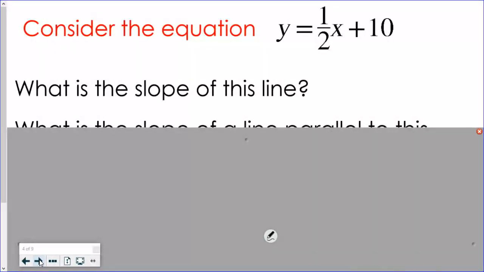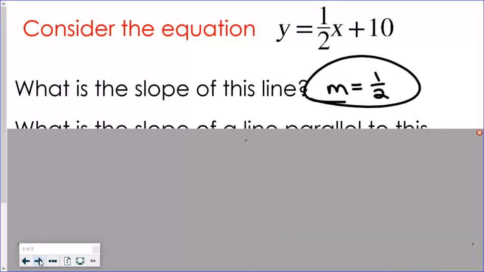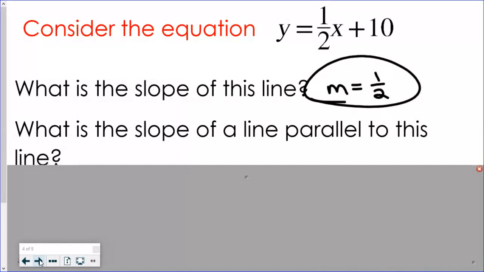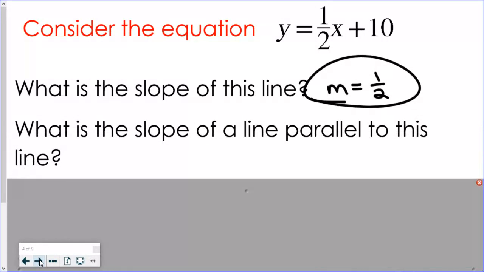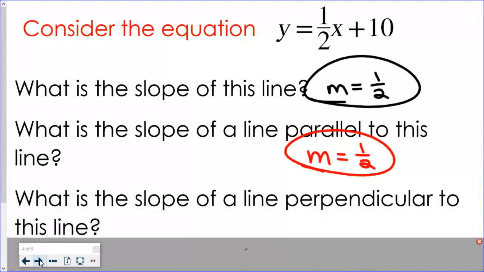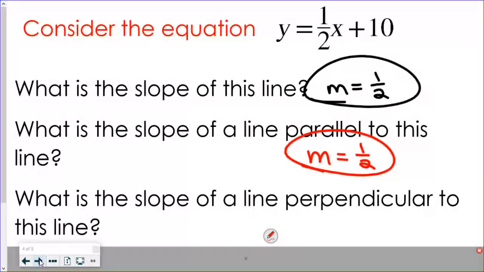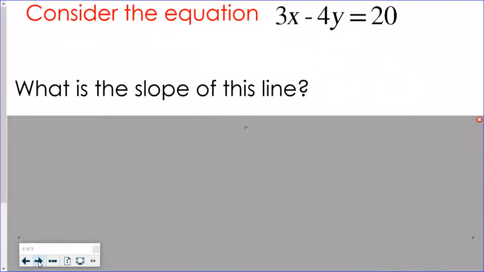Okay, do you see the slope is a positive 1/2? That's the slope. Okay, what is the slope of the line parallel to it? Well, the slope of the line parallel is the same slope. What is the line perpendicular? Now I flip it, and if it's positive, I make it negative. If it's negative, I make it positive. Well, it is positive, so I have to make it negative, or I could also just say it's negative 2. So it's flipped and made the opposite. That's why I say opposite reciprocal.